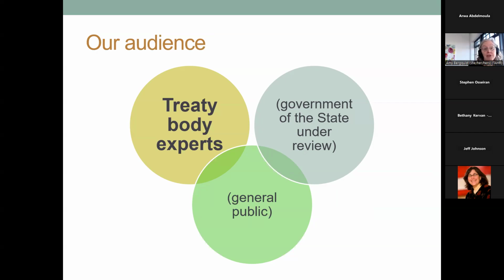Secondary audiences may include the government of the state under review. We want the government to read our report. We want them to see our criticisms and the issues that we identify. And the general public can also be another audience for our reporting, because a lot of our partner organizations will share these reports widely with their supporters and use them to educate journalists and so on. So there is this broader audience, but the primary audience, again, is the audience of treaty body experts.